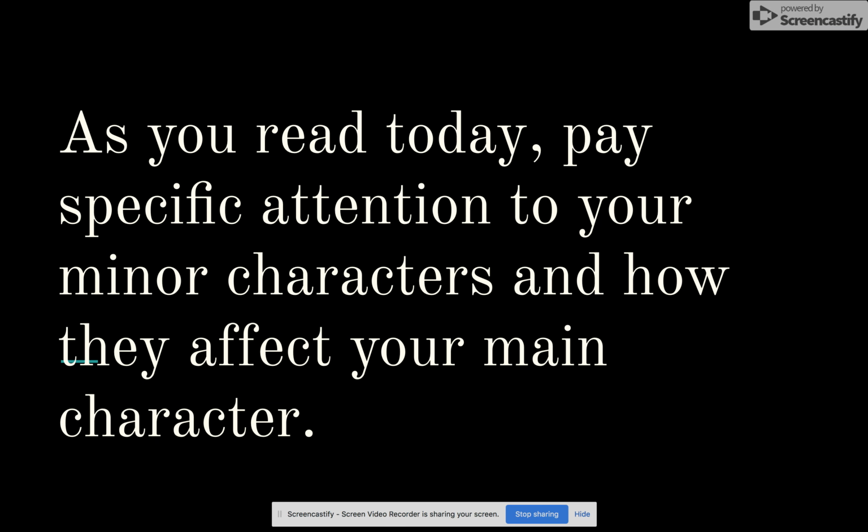Last thing I want to leave you with before you get started today, as you read, again, pay attention to your minor characters and how they affect your main character. Thank you. Go ahead, put your stuff away, get your books out, and you should start silent reading.